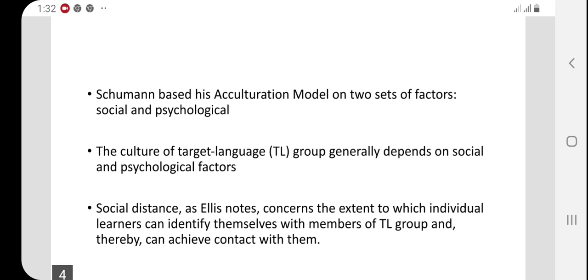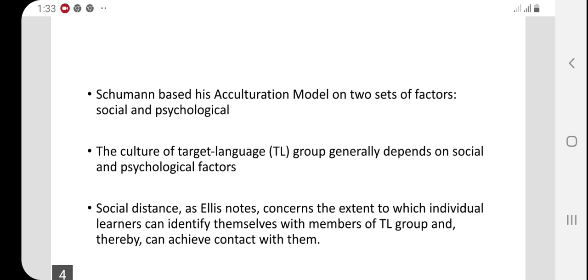The culture of the target language definitely depends upon social and psychological factors. Learners can identify themselves with the members of the target language group and can achieve contact with them. As I gave you an example, the migrant workers move from Pakistan to England, they start living there, so they develop a contact with them, a working relationship with them.